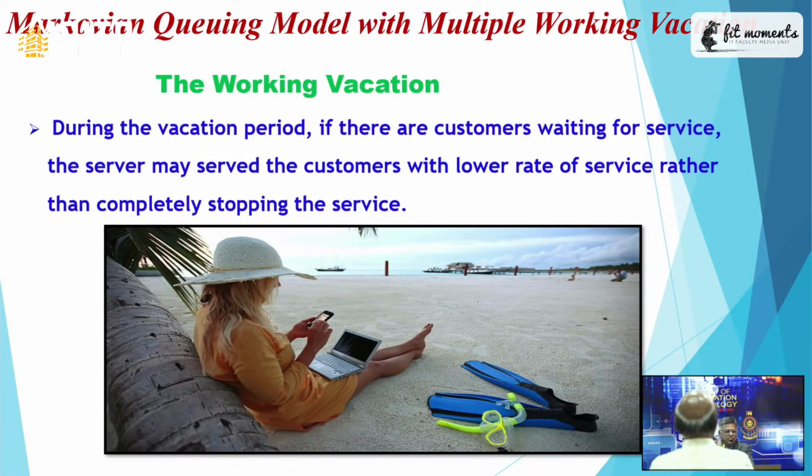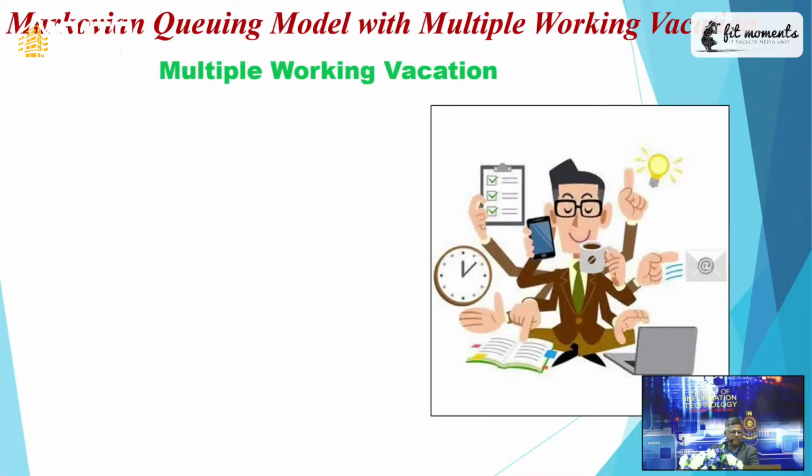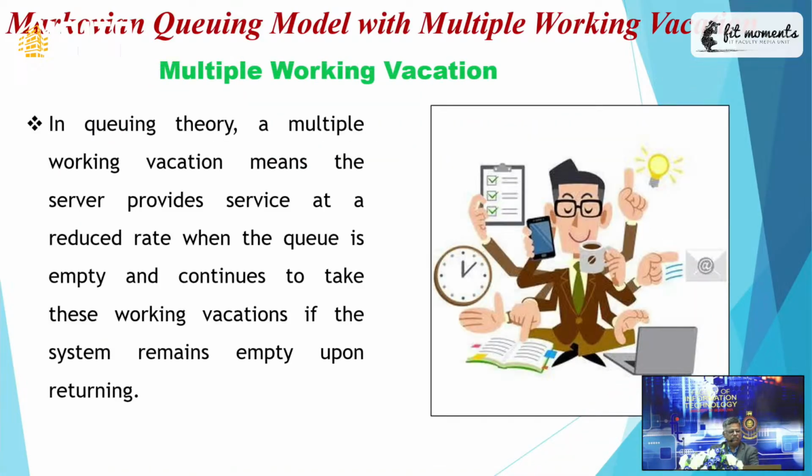Next one is the working vacation. During the vacation period, if there are customers waiting for service, the server may serve the customer with a lower rate of service rather than completely stopping the service. That type of service is called the working vacation. And another type is multiple working vacation. In queuing theory, a multiple working vacation means the server provides service at a reduced rate when the queue is empty and continues to take this working vacation if the system remains empty upon returning.